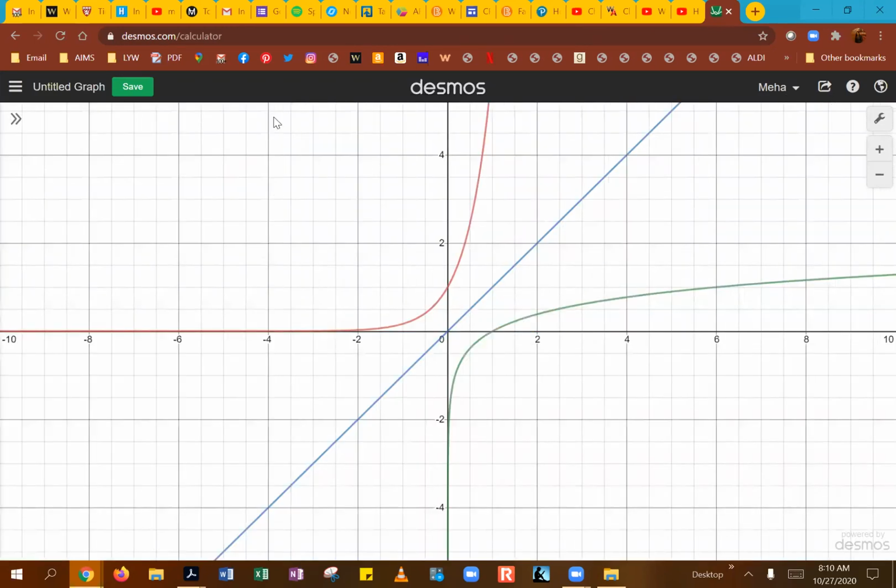Okay, so here you can see our graph in red is going to be the exponential function. This one here is the 6 to the x. The graph in green is our logarithmic function with base 6. And then, of course, the line y equals x, which is in blue, is acting as our line of reflection. So basically, you should see that the two graphs with respect to this blue line are going to be reflections of one another.